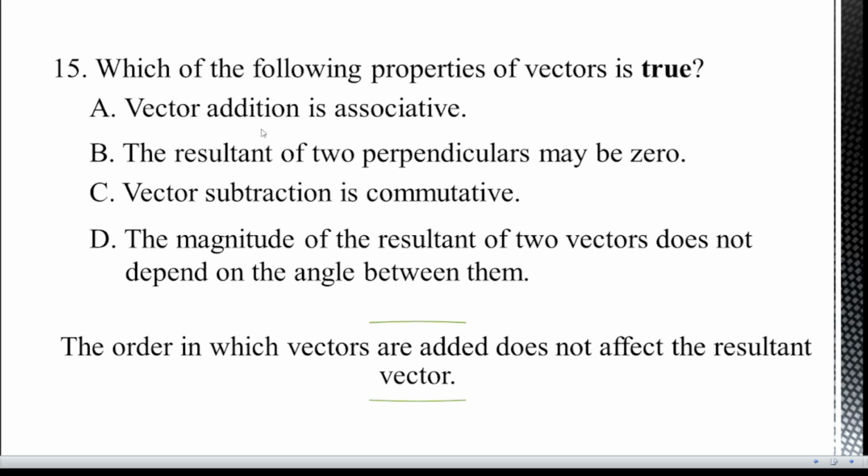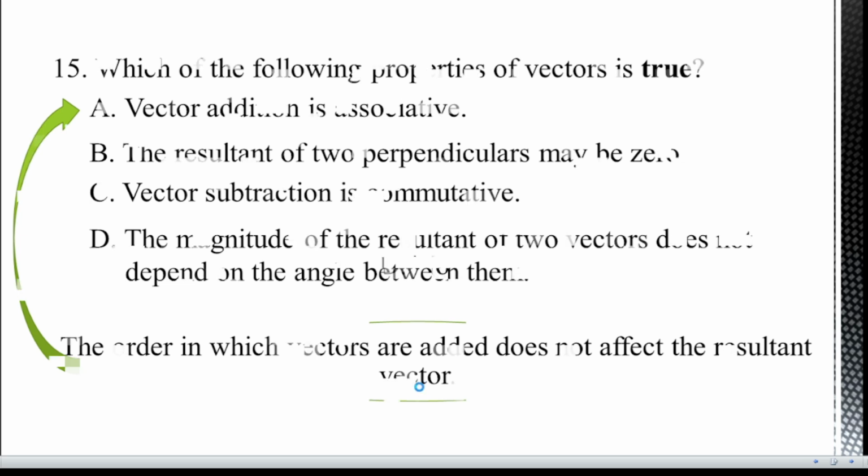Okay, vector A plus (vector B plus vector C) is equal to (vector A plus vector B) and then plus vector C. The order in which vectors are added does not affect the resultant vector, and hence our answer is A.